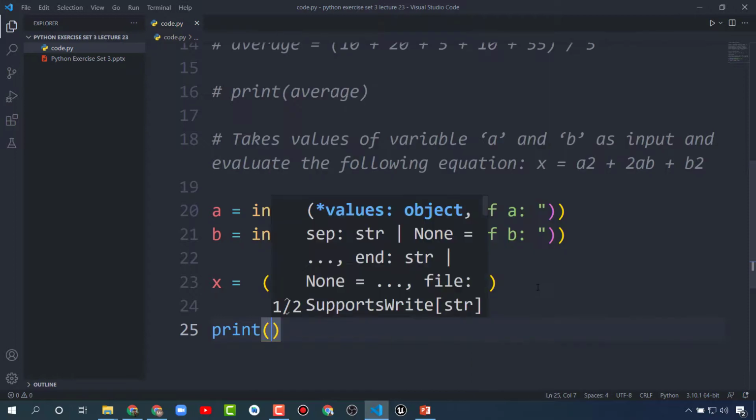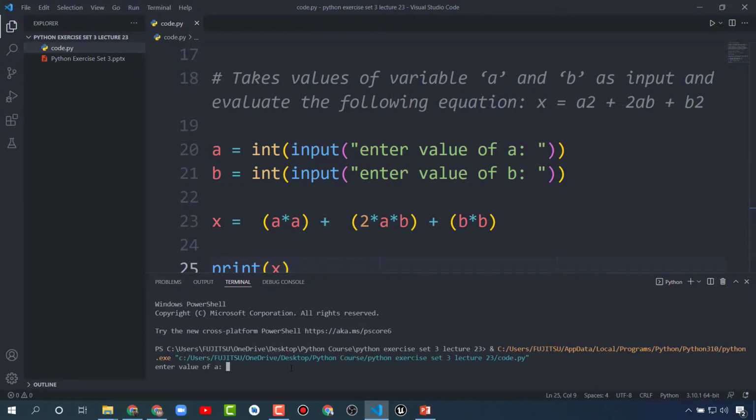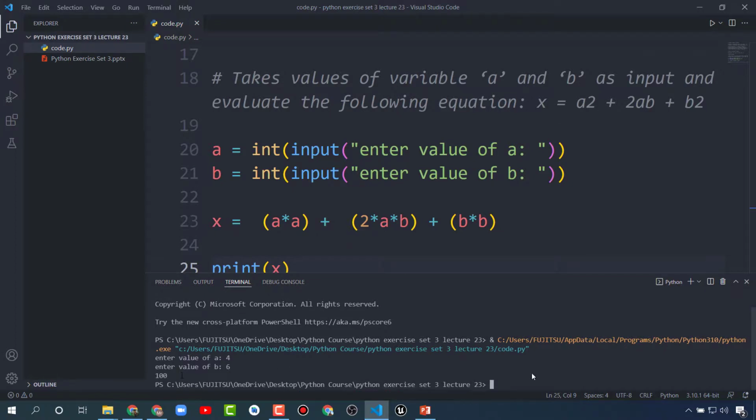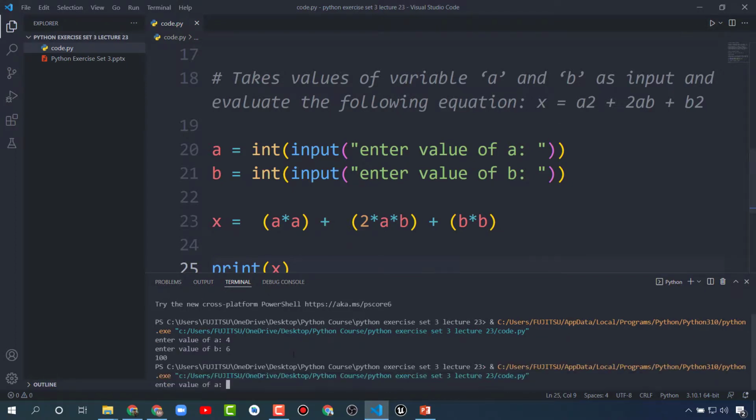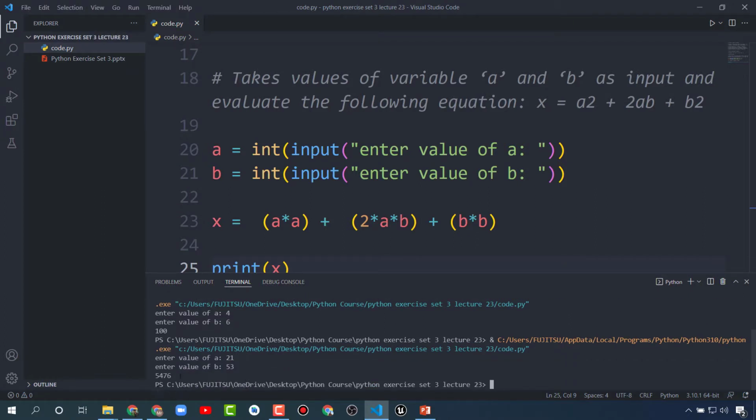And let's print its answer. So let's run this. I give the value of a as 4 and value of b as 6 and the answer is 100. So let's do this again, 21 and 53, the answer is 5476.